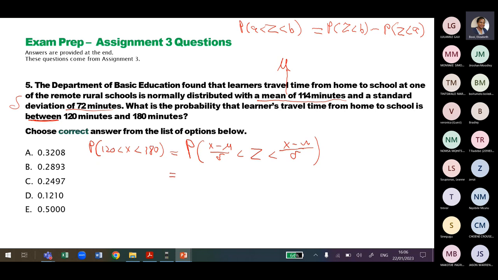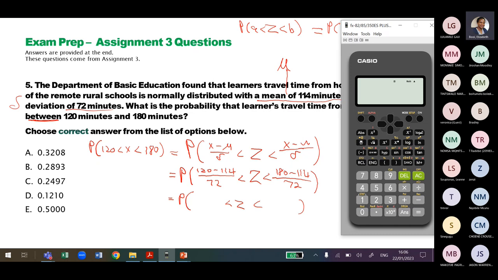X minus the mean divided by the standard deviation. So we do the 120 first, which is 120 minus the mean of 114, divided by the standard deviation of 72, and 180 minus 114 divided by 72. You need to calculate and give me the answers. So the first one on this side is 120 minus 114, divided by 72. What is the answer?